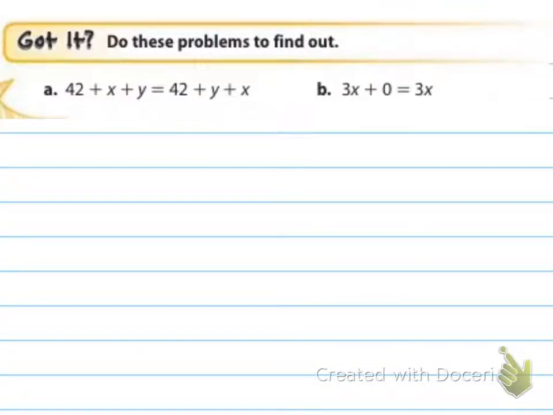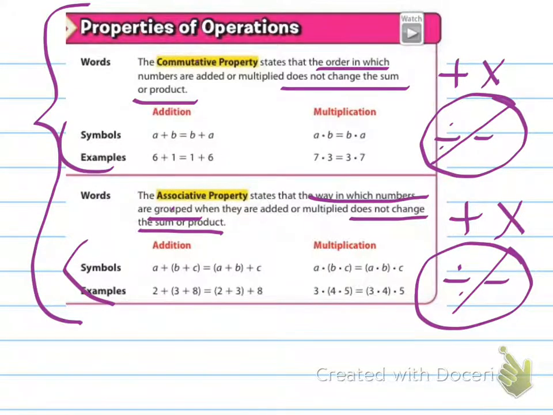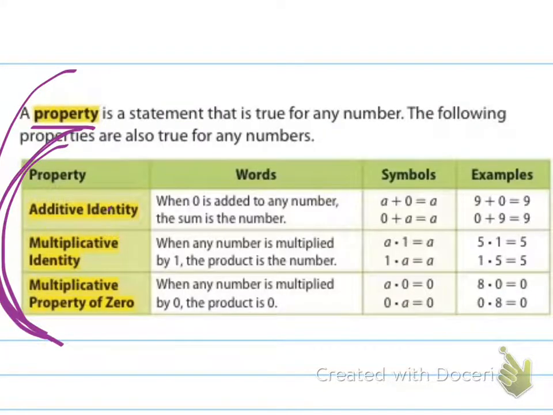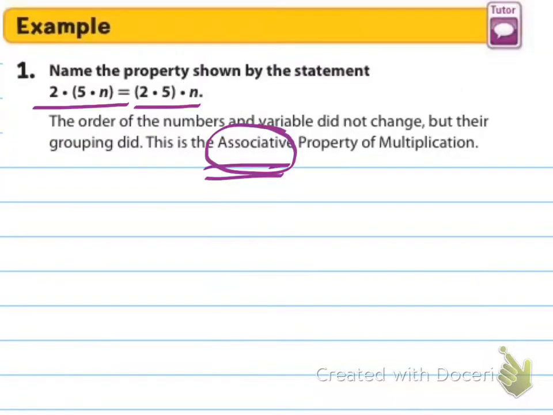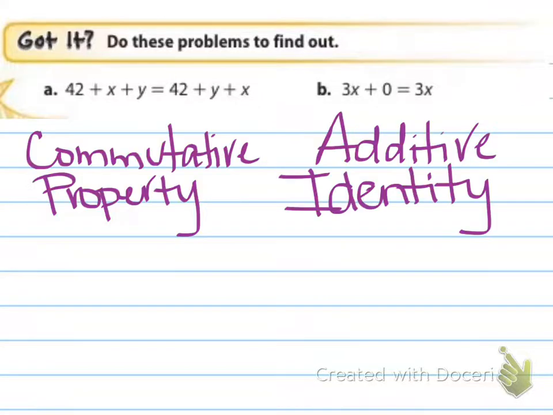So you're going to do A and B. You're just letting us know what property is being used here. And you can refer back to, and it should be in your list already, both commutative property, associative property, additive property, multiplication identity, multiplication property of 0. So go ahead and check those out for A and B. Pause the video now.